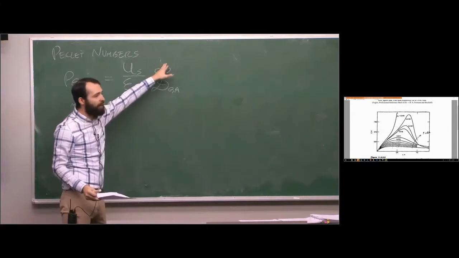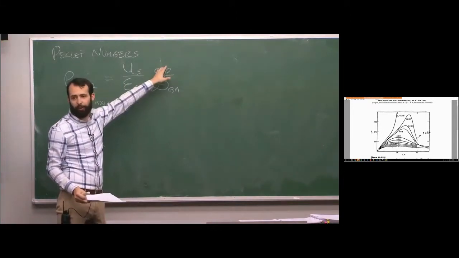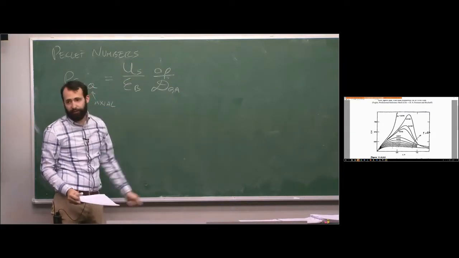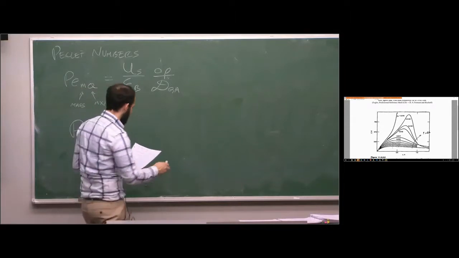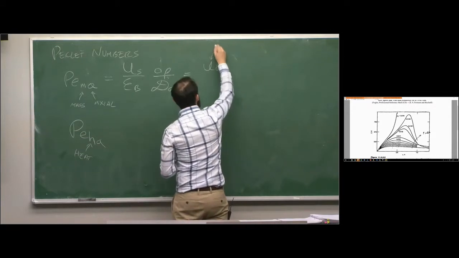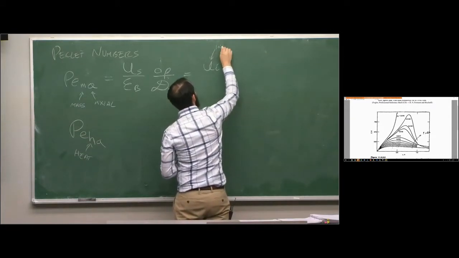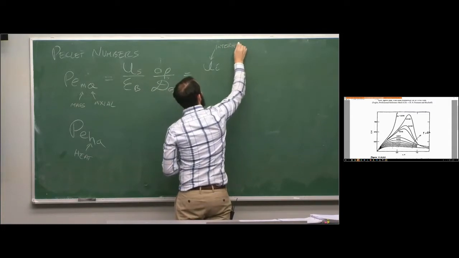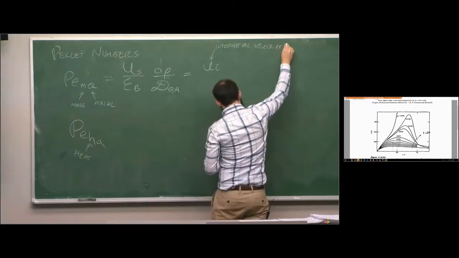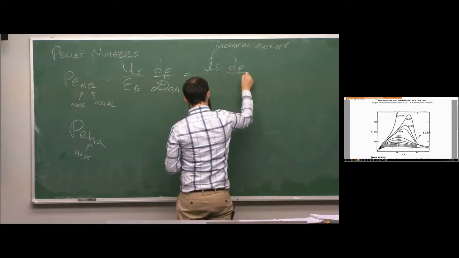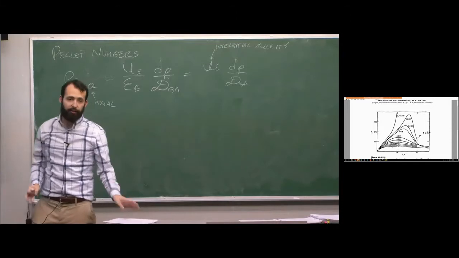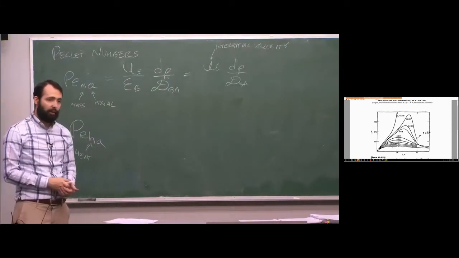It depends on properties of the bed. What's the void fraction? How small or large are the particles? What speed are we flowing our fluid? And what is the diffusivity of that fluid? I can also write this as U_I, where this means interstitial velocity. And that interstitial velocity is nothing more than the superficial velocity divided by the void fraction of our catalyst bed.